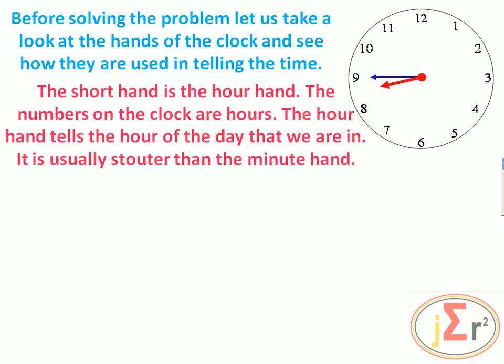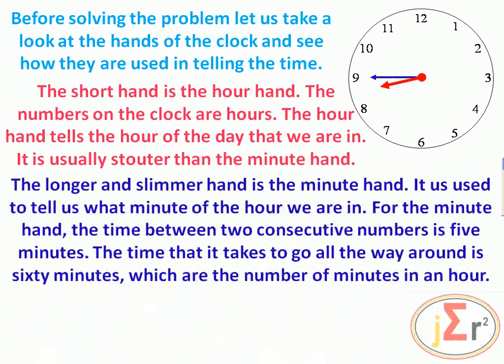The numbers on the clock are hours. The hour hand tells the hour of the day that we are in. It is usually shorter than the minute hand. So the hour hand, which is the shorter and the stouter hand, tells us which hour of the day we are in.